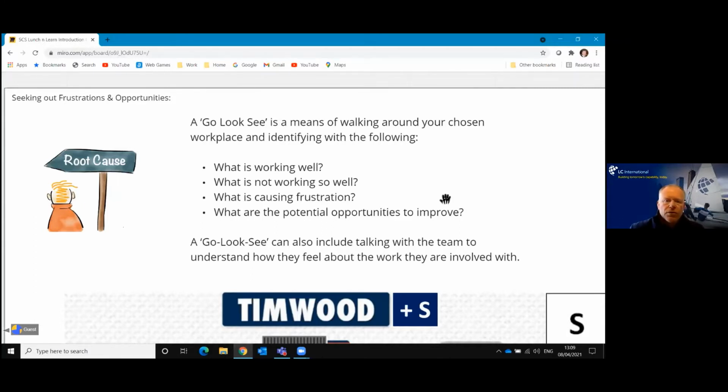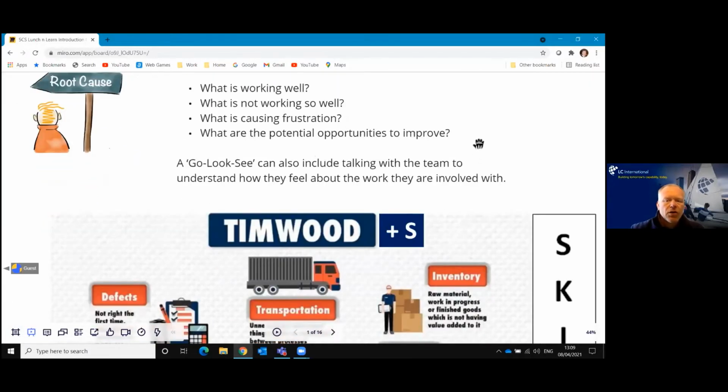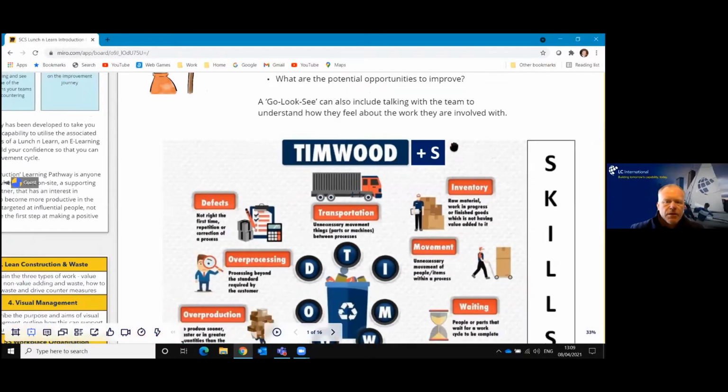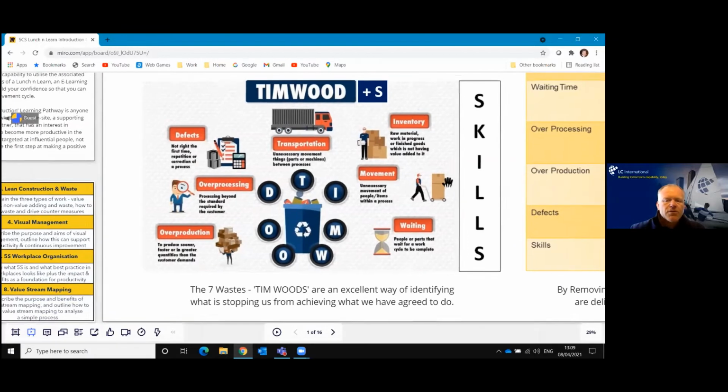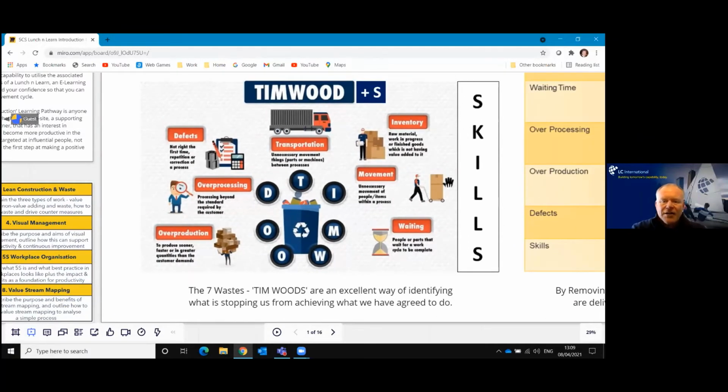So when you do go out and conduct your Go, Look, See, think about putting some time in your diary to do this and scheduling it and having a good walk around and thinking about what is it that I need to look for. And this can be done by using what we call the 8 wastes. Now, the 8 wastes is a lean technique that starts to help us understand where things can and do go wrong.